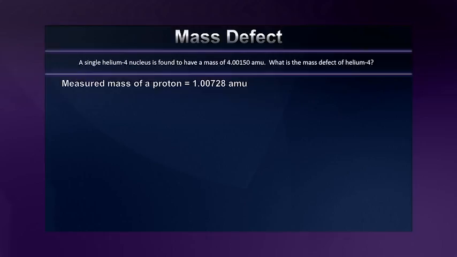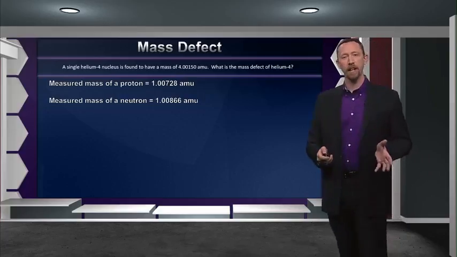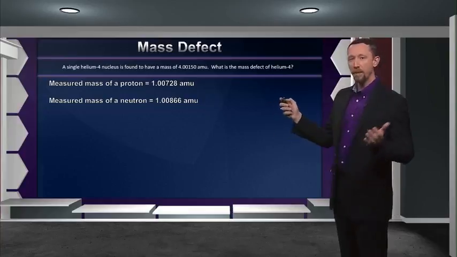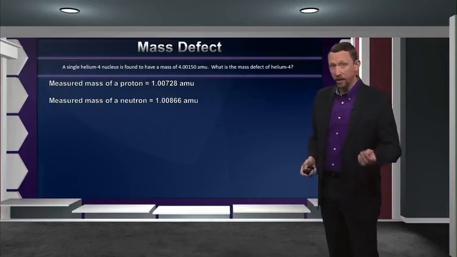The best resolution mass that I've got, at least, for a proton is this, 1.00728 atomic mass units. And for a neutron, we see something ever so slightly more massive, 1.00866 atomic mass units. So it stands to reason that if I want to know the mass of a helium-4 atom, I can simply add up the appropriate number of protons and neutrons, in this case 2 of each.